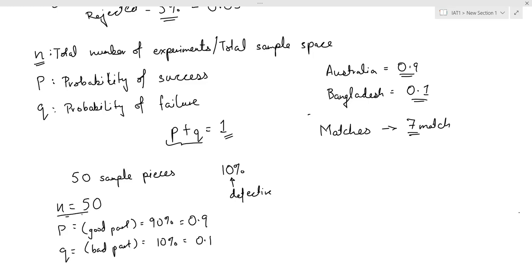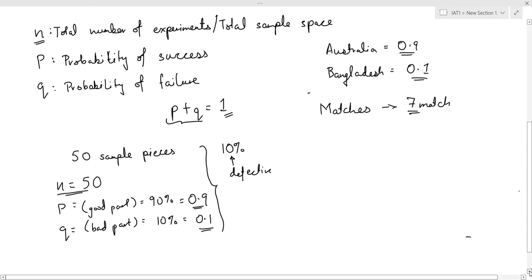Right? So n is what? N is our sample space. Probability of success is 0.9. Probability of failure is 0.1. Right? So these are the three things that you have to remember always. Right? So let us solve a few sums based on this.